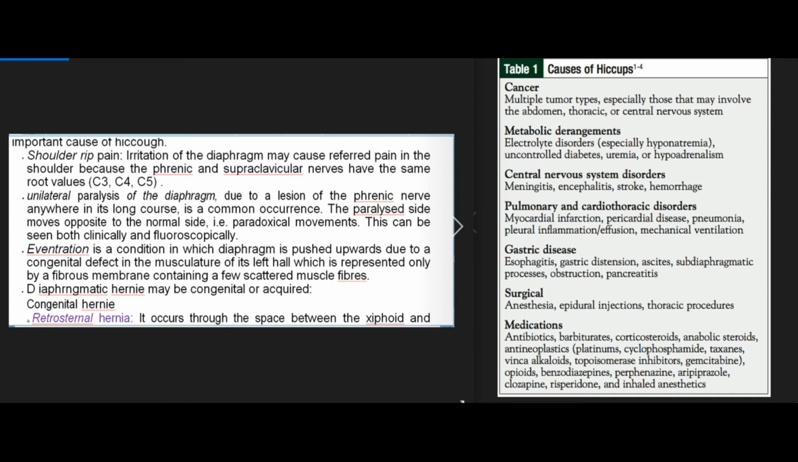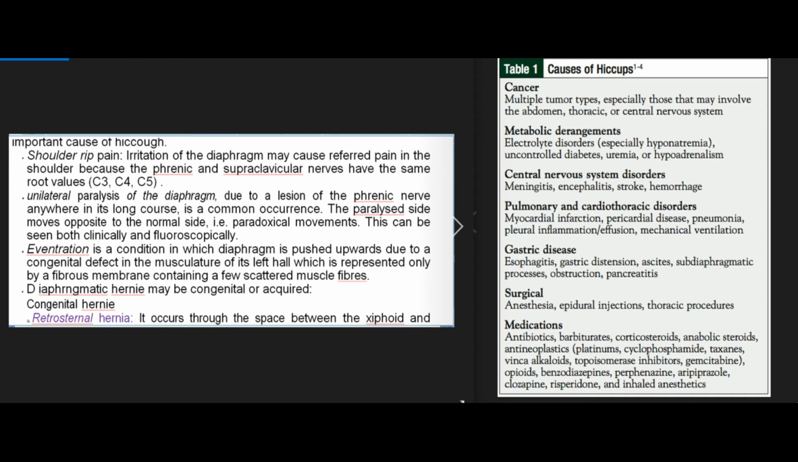Unilateral paralysis of the diaphragm, due to a lesion of the phrenic nerve anywhere in its long course, is a common occurrence. The paralyzed side moves opposite to the normal side, i.e. paradoxical movements. This can be seen both clinically and fluoroscopically. Eventration is a condition in which the diaphragm is pushed upwards due to a congenital defect in the musculature of its left half, which is represented only by a fibrous membrane containing a few scattered muscle fibers.